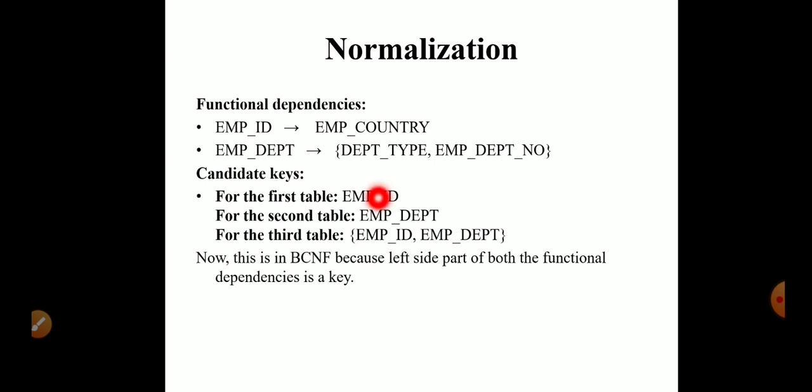After decomposition, the functional dependencies will be: employee ID tends to employee country, and employee department tends to the subsets department type and employee department number. So now employee ID and employee department will be the primary keys. The candidate keys are employee ID for the first table, employee department for the second table, and employee ID and employee department for the third table. So now the table is in BCNF because the left side part of both the functional dependencies is a key.